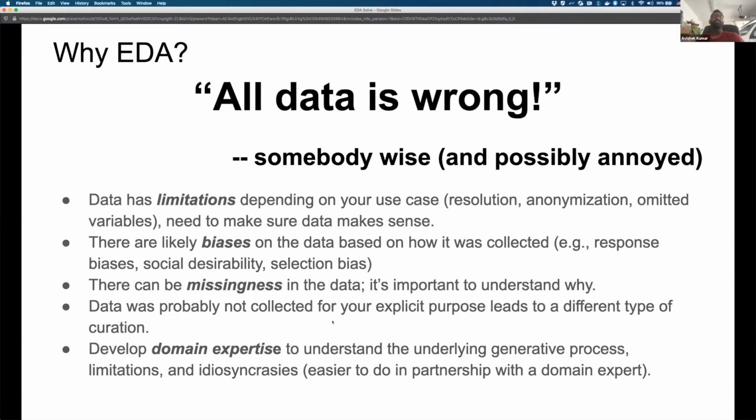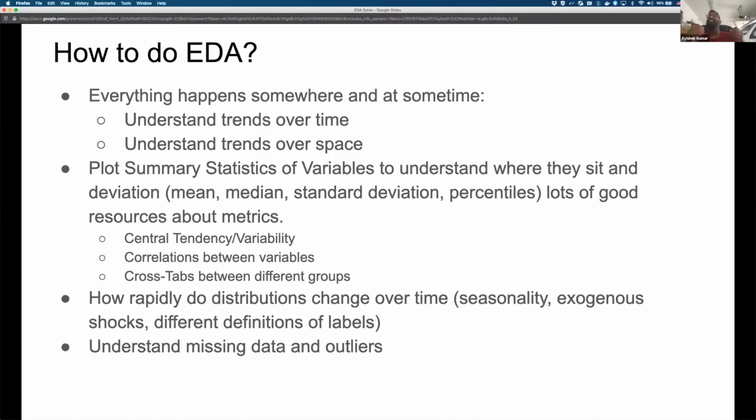Okay. So that's the why. Then there's the how. How do you do exploratory data analysis? What do you look for? Everything happens somewhere and at some time. So you want to understand how your data trends over time, and how it trends over space. You want to see if your data is shifting over time, and you want to see if there are any spatial biases in your data.